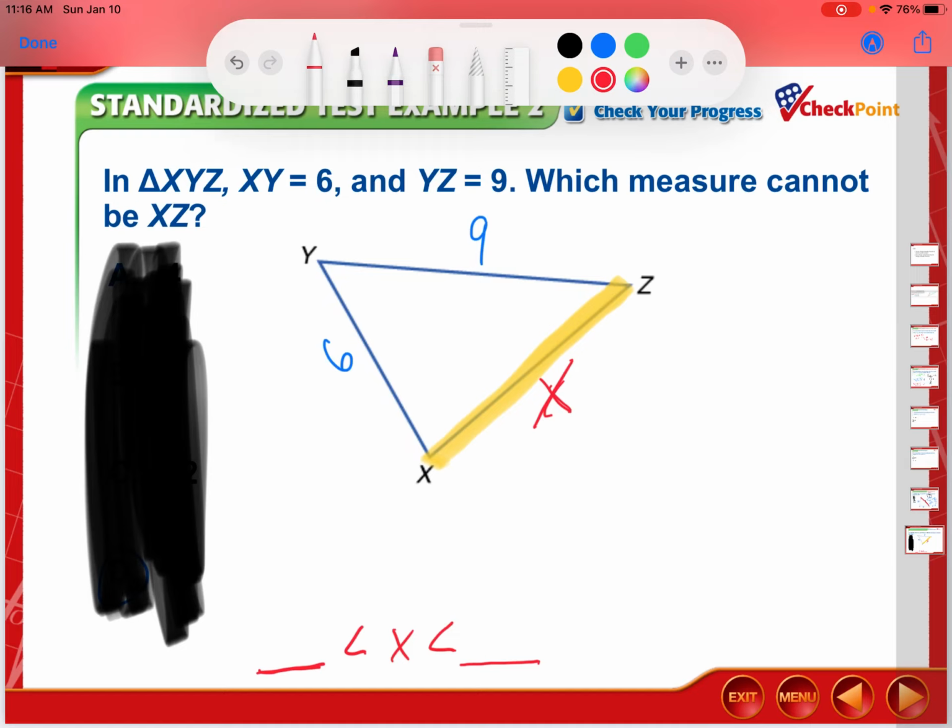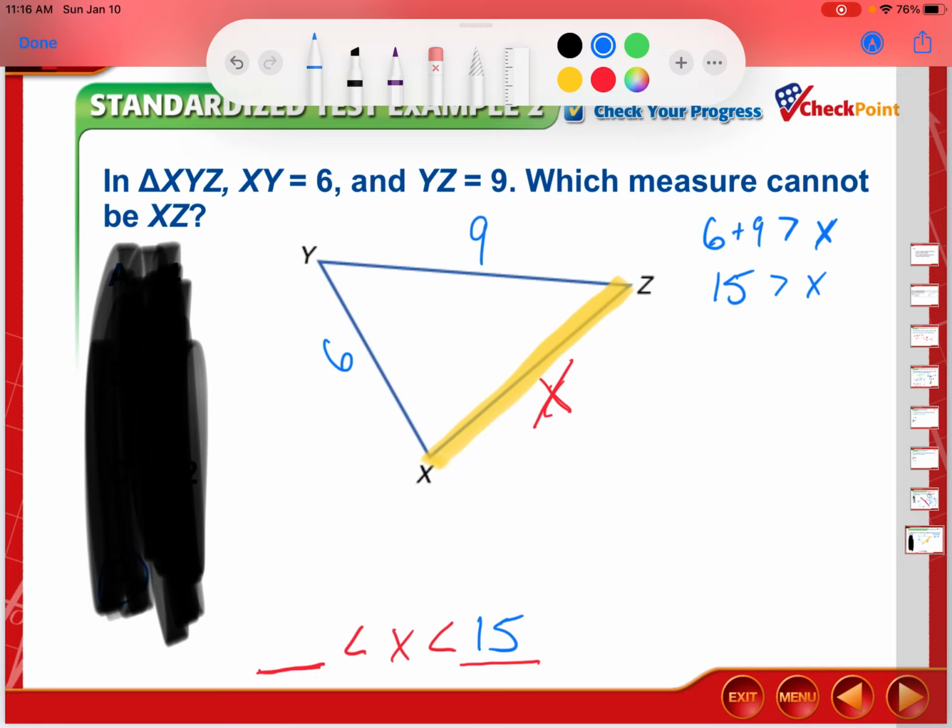If we pretend side x is our biggest side, then we know that 6 plus 9 must be greater than x. So x has to be smaller than 15 if I simplify that inequality. The biggest number it could be would be 14.9 repeating. So we're just going to say x has to be smaller than 15. That's going to be our upper bound, or our biggest number.